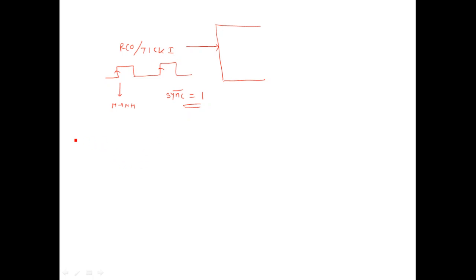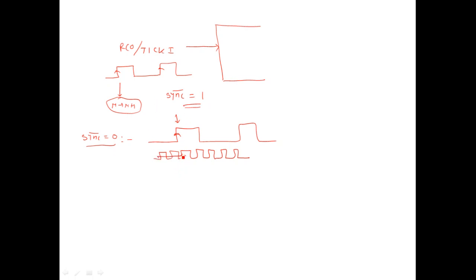But when you make the SINAC bit active, that means you make it 0, then this will get synchronized with the clock. So suppose this is your input clock pulse, then even though this edge occurs here at this instant, exactly at the same instant the action will not take place, but this will get synchronized with the CPU clock, which has some higher frequency. So when this edge has occurred, the actual action will be taken at the next rising edge.